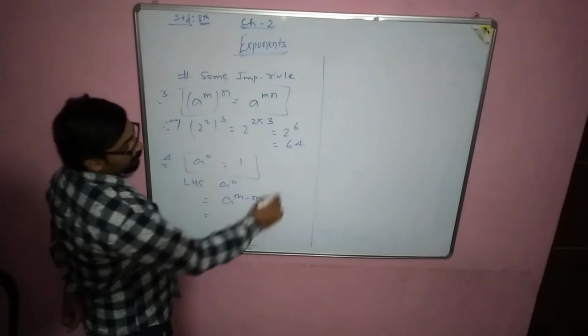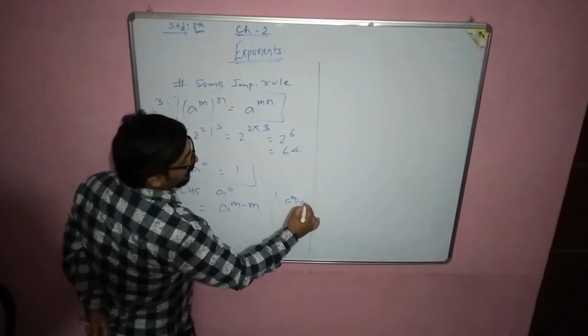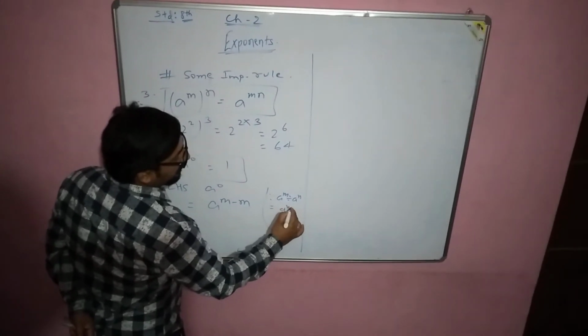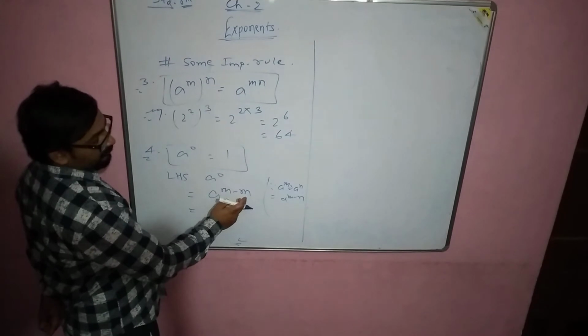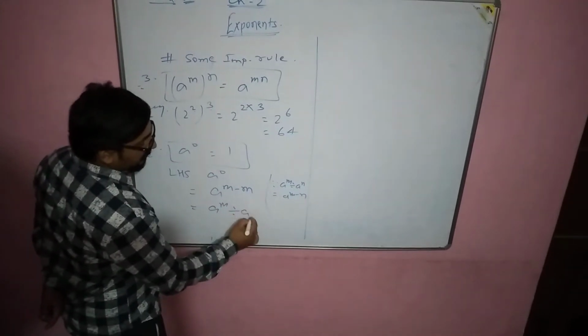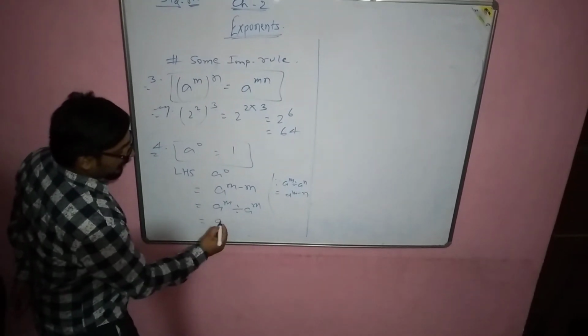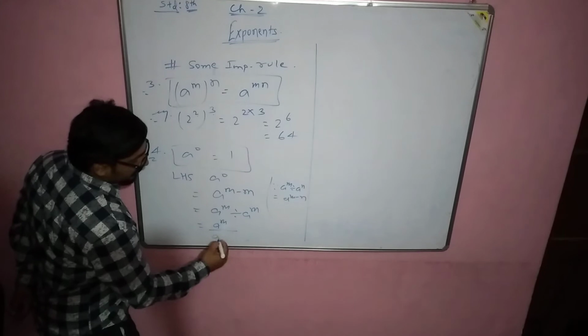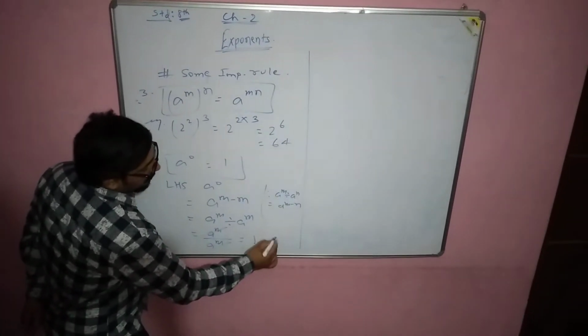So according to the second rule, since a to the power m divided by a to the power n equals a to the power m minus n, here a raised to the power m minus m. So this one is written as a to the power m divided by a to the power m. Division form is also written as a raised to the power m and a raised to the power m. This one and this one cancel, and the value is 1, RHS.